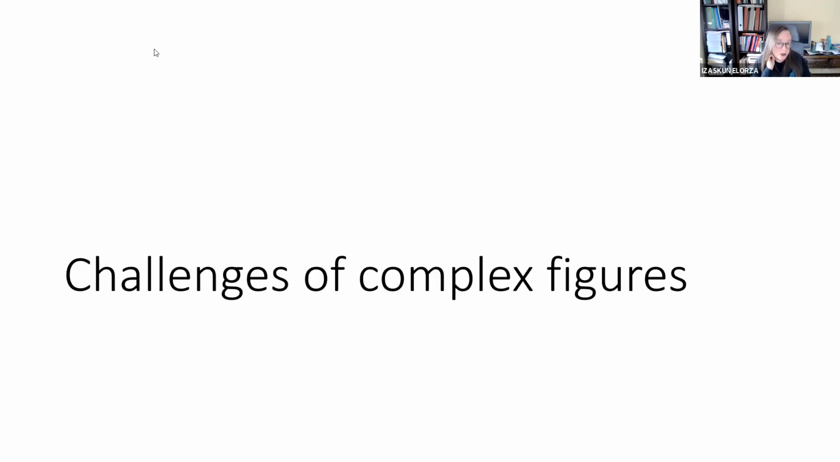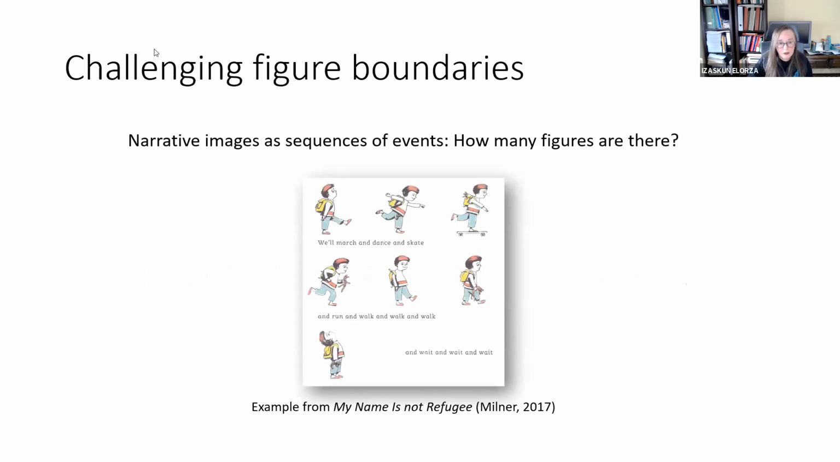So, challenges of complex figures. The thing is that figures are efficient units, I would say, particularly for this purpose. But one of the examples that we looked at before is this one taken from My Name Is Not Refugee. So one of the questions that we can wonder about is how many units, how many figures do we have here? This is the verso page. I didn't reproduce the recto page. It's more of this, but this is enough by way of example.